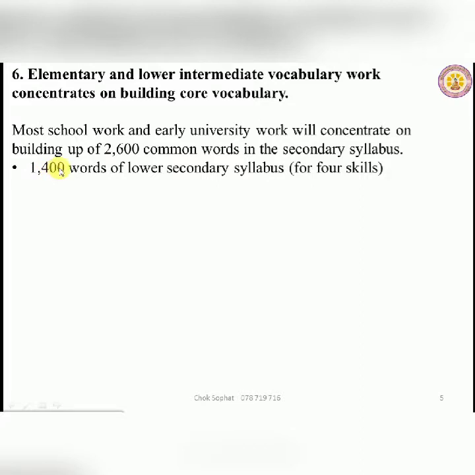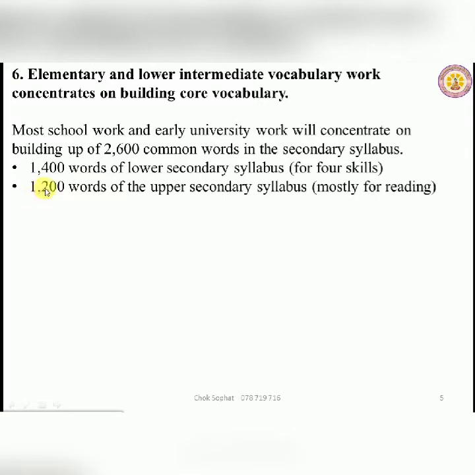Okay, 1400 words for the lower secondary syllabus for all skills. So for the lower secondary syllabus, students should at least recognize and use 1300 to 1400 words for all four skills. You can use these words in writing, speaking, listening, and reading. And 1200 words for the upper secondary syllabus, mostly for reading. So when they move up to the upper secondary syllabus, they have to build up 1200 more words. So before they go to university, they build up 2600 common words.